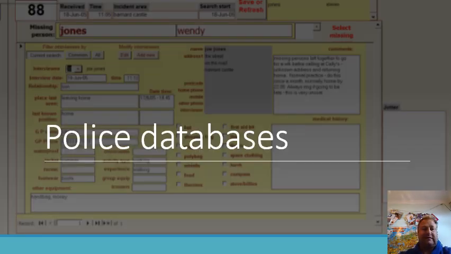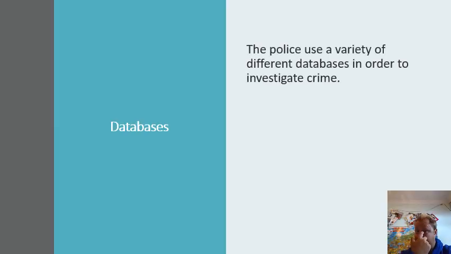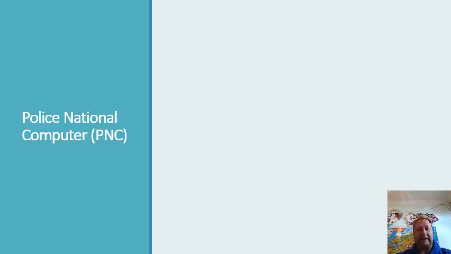So the first session is databases. This is probably the least interesting, so let's get it done. We need to go through the three types of databases. There are different databases to help investigate crime. They hold information about witnesses, property, addresses and any other relevant information that we need.